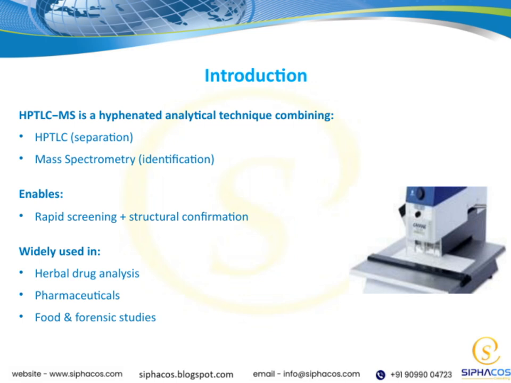You'll find this technique widely used across various fields. For example, in herbal drug analysis, it helps ensure the quality and authenticity of herbal products. In the pharmaceutical industry, it supports drug development and quality control. It's also essential in food safety testing and forensic investigations, where accurate identification is crucial. Overall, HPTLC-MS is a versatile and efficient tool that aligns perfectly with the broader theme of advancing analytical capabilities for better decision-making and quality assurance.